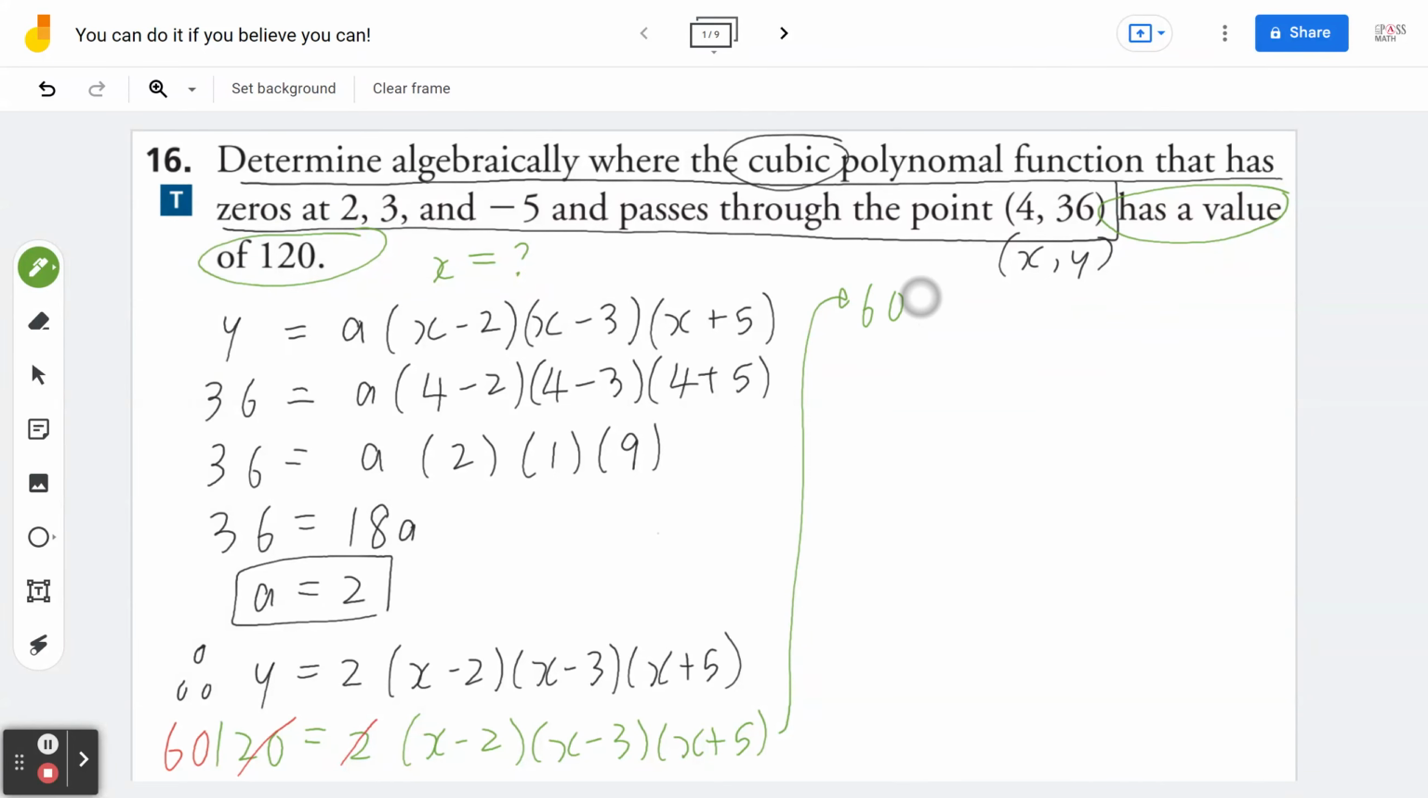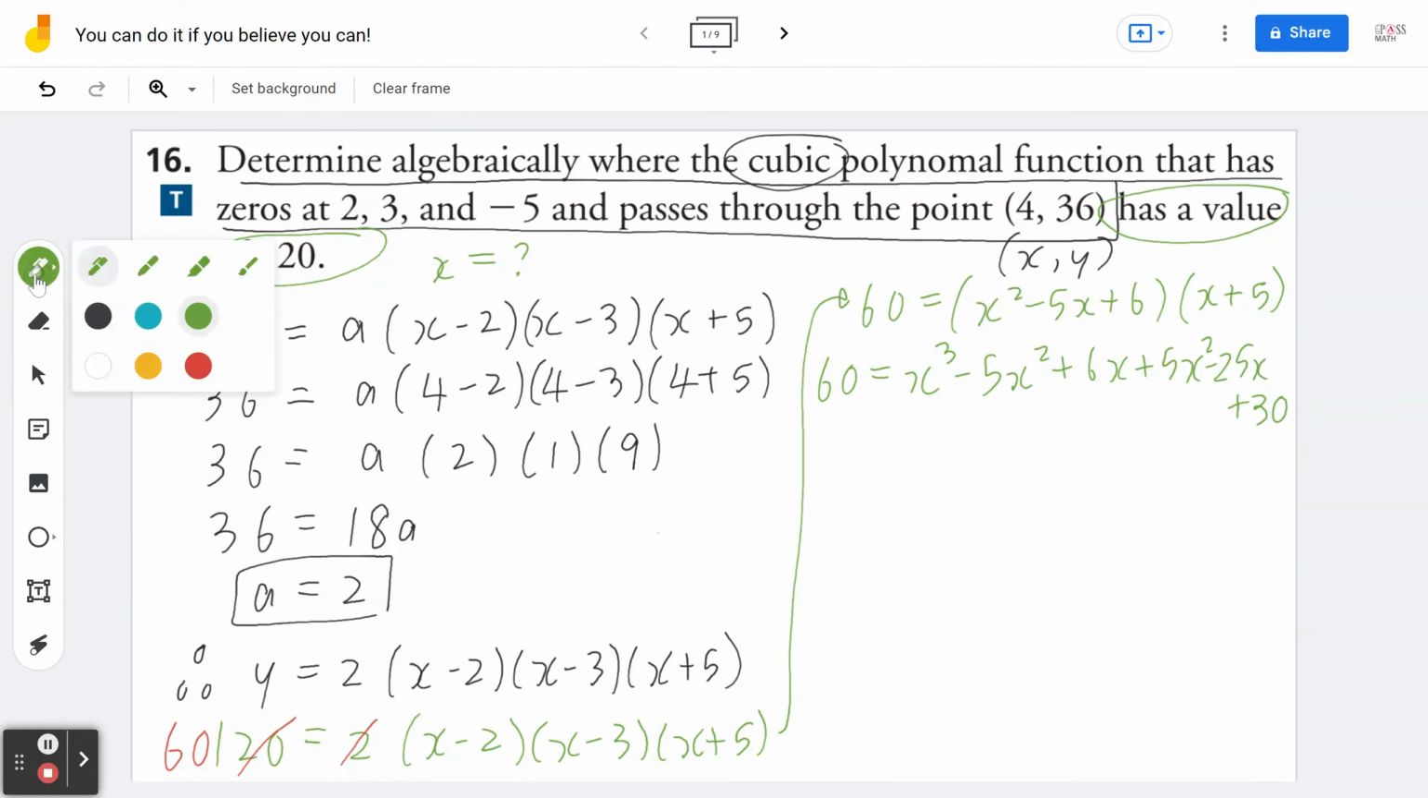So 60 equals to, again, if you look at the right-hand side, (x minus 2) times (x minus 3), that's going to be x squared minus 5x plus 6. If you look at the last bracket, it's going to be x plus 5. Again, you can expand this to 6 different terms. x squared times x is x cubed. Likewise, it's going to be minus 5x squared plus 6x. Then I can take this trinomial, multiply by 5. That's going to be 5x squared minus 25x plus 30.